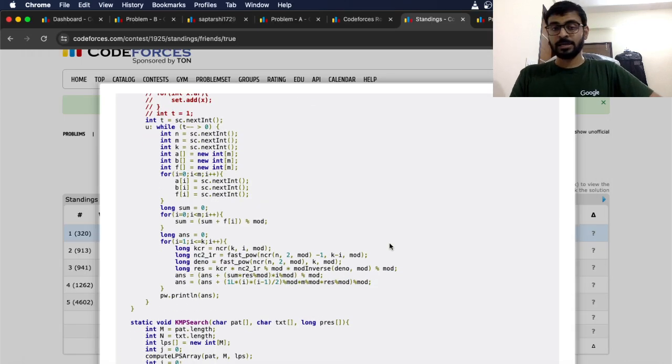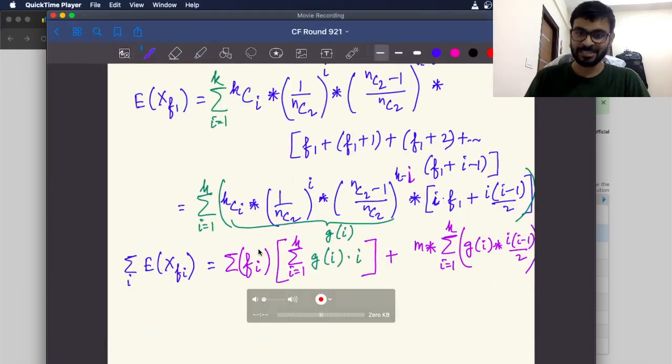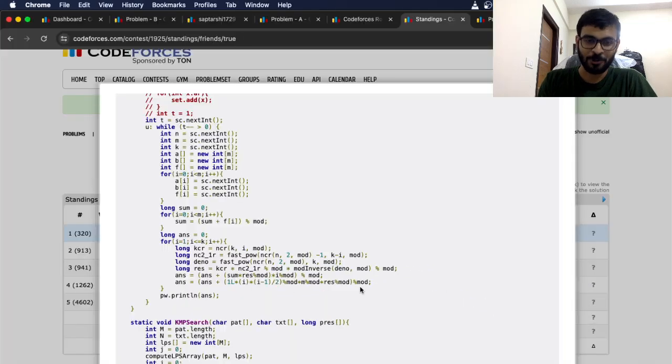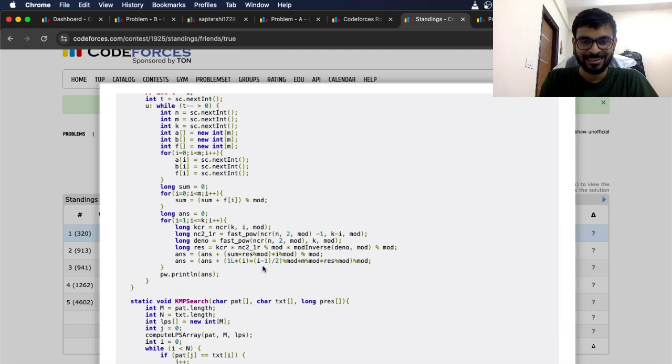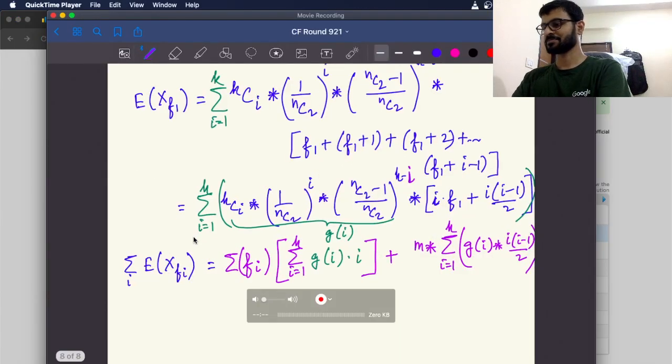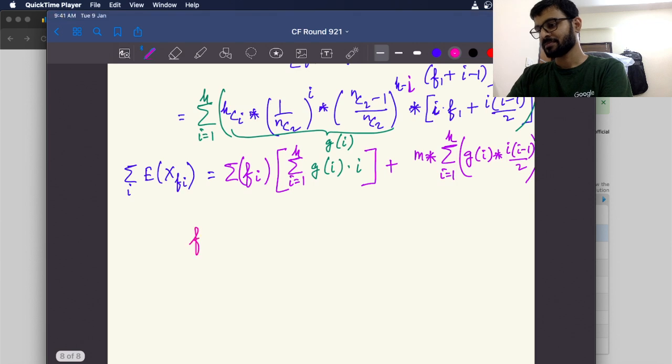Now, the interesting thing is, after so much effort, though the code looks so clean and in a way mathematically intensive, it gave me a TLE. So what did I do wrong over here? It gave me a TLE in pretest 3, which means up to pretest 2, everything was fine. What is the problem? K times I am doing this fast pow and mod inverse.